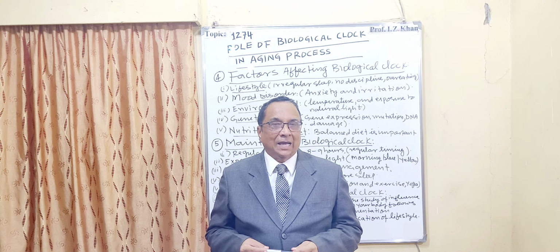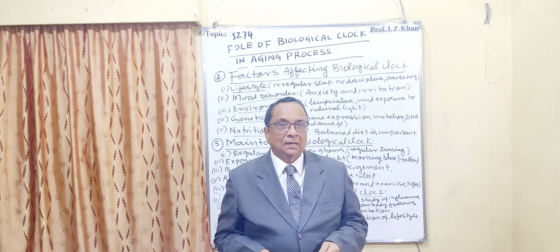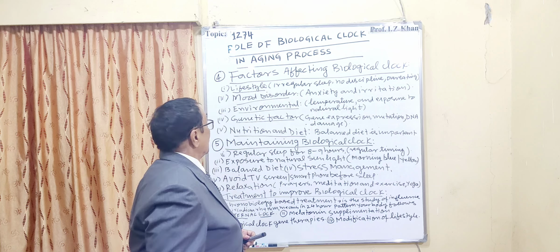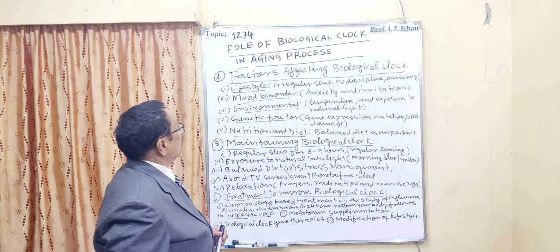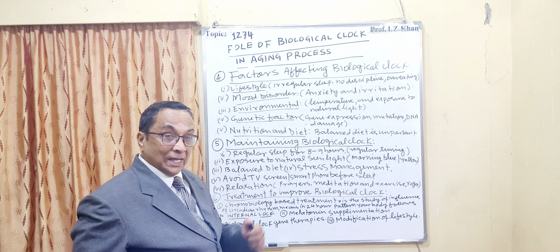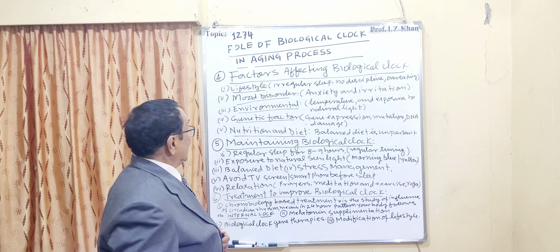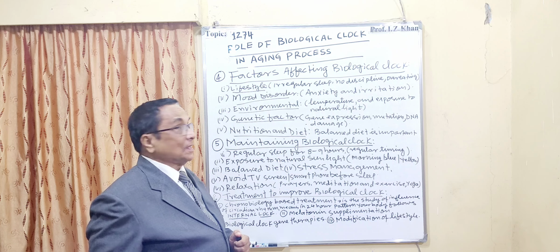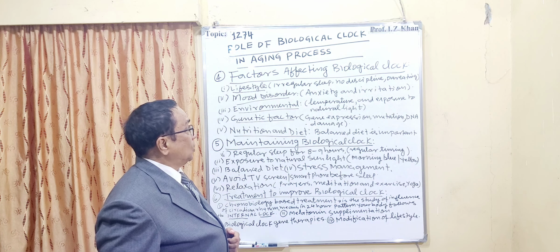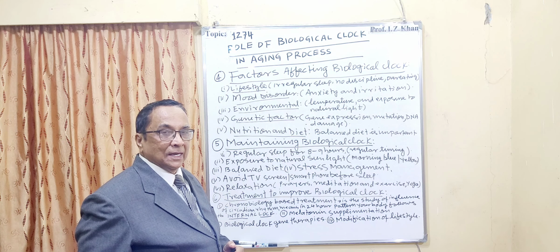So here I have given in a summary the treatment and the points of biological clock factors. Number 4, factors affecting biological clock. There are certain factors that affect the biological clock. Number 1 is your lifestyle, that is irregular sleep and low discipline or overeating.